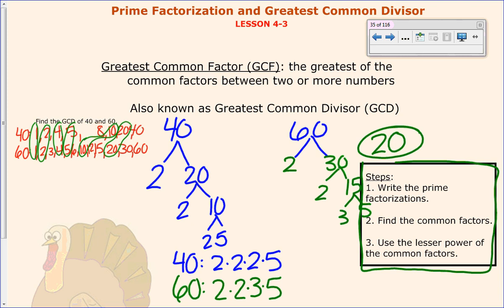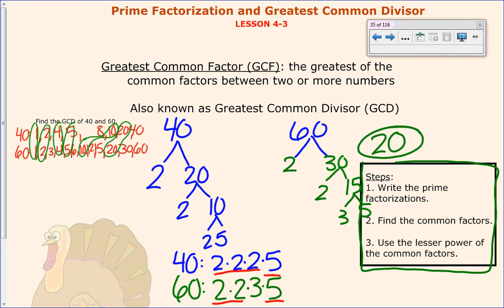Now number 2 says find the common factors. And then 3, it says use the lesser power of the common factors. So here, whatever numbers they both have in common. So here they have the numbers 2 in common, and they have the numbers 5 in common. All right, so they want you to find the common factors. Here it's 2, 2, and 5.